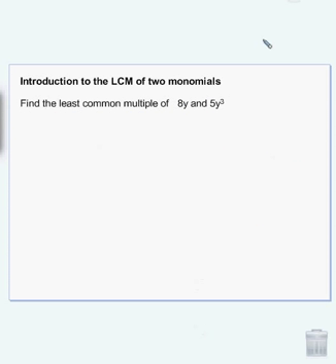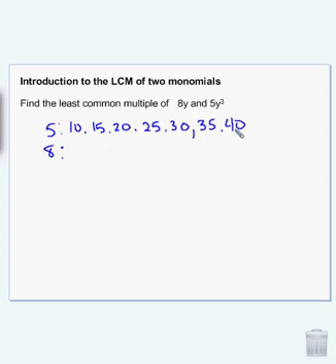For our second example, we have the least common multiple of 8y and 5y to the third. 5 is prime. So if I start listing multiples, I get to 8 times 5, which is 40. So I can skip all those and switch to 40 because I know that 8 times 5 is 40. So my least common multiple is going to be 40.